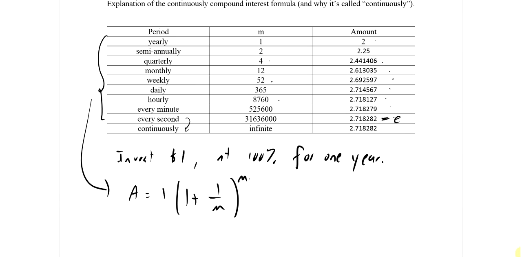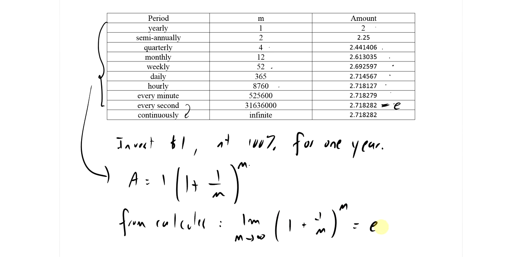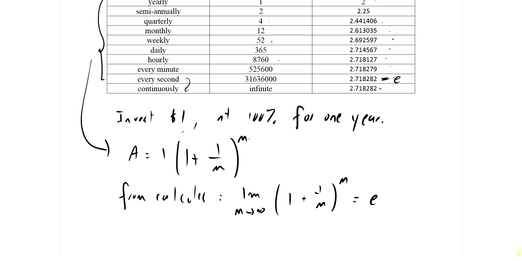So if you ever take calculus, what you prove, or see as a definition, is that the limit as m goes to infinity, so compounding often enough as all the time, continuously, of this thing equals e. And so the interest you get, if you compound as often as you can on $1 at 100% for 1 year, the best you can do is actually get e dollars back if it's compounded continuously.